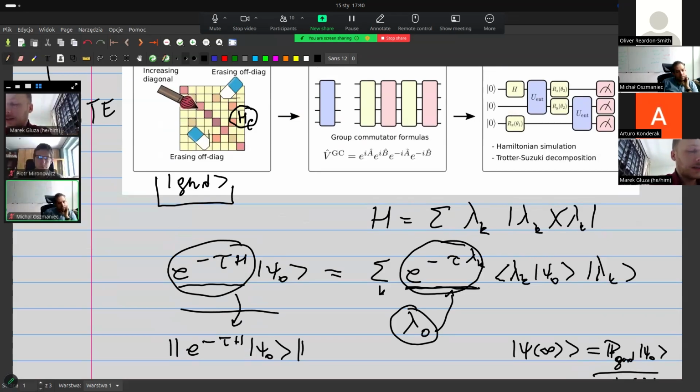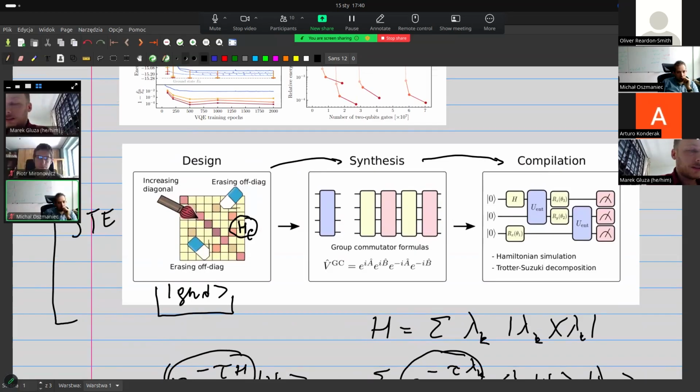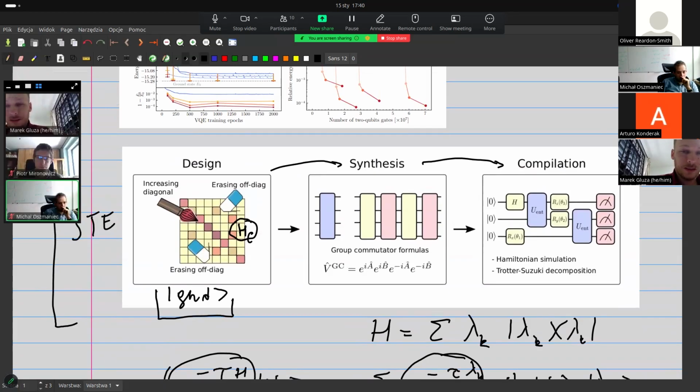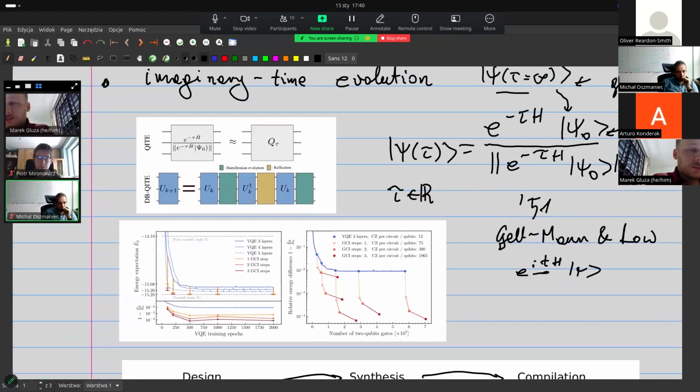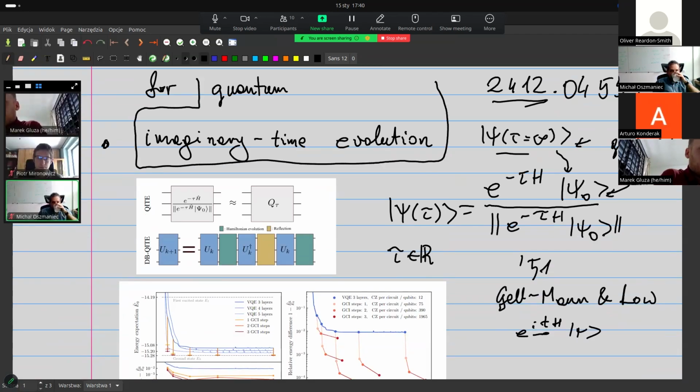If you can quickly implement this operation with the normalization, then you have a polynomial algorithm for NP. We don't believe it's that easy. But what we study is also, after imaginary time evolution, the problem of quantum imaginary time evolution. So psi of tau for every tau is normalized.